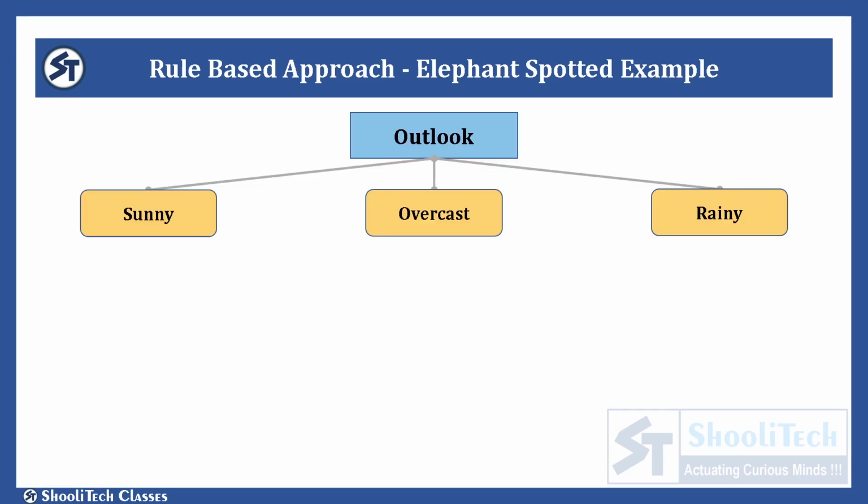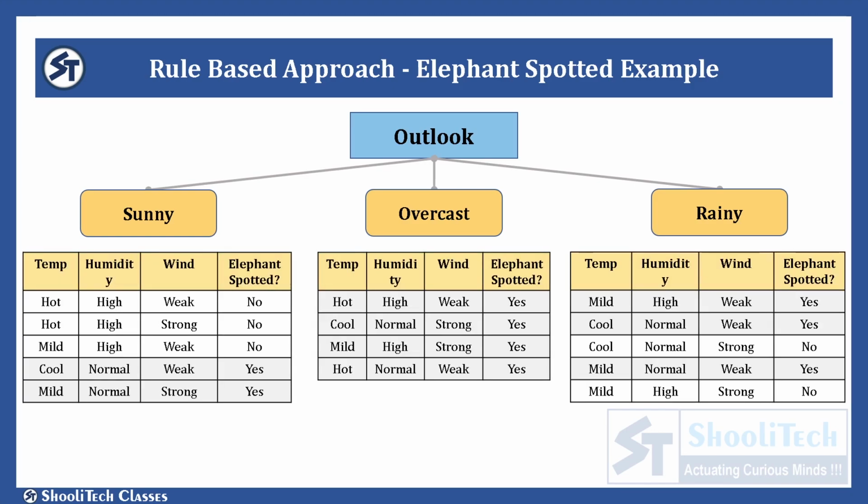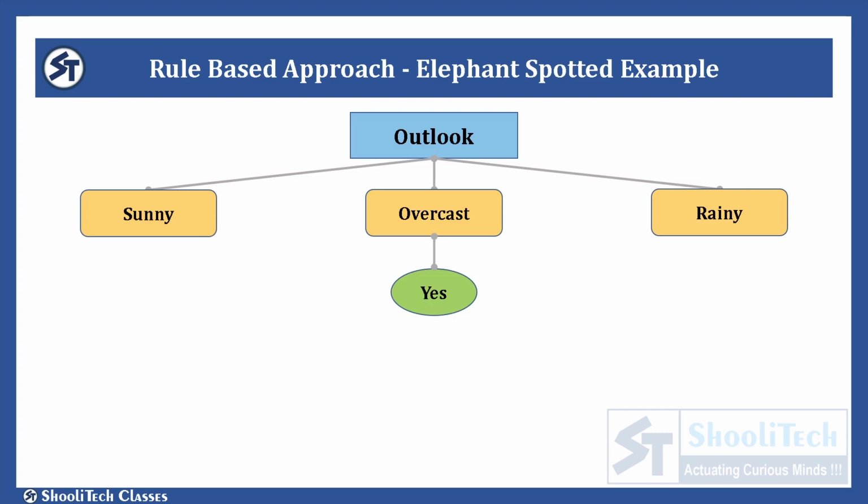First of all, we will try to find out the parameter on which the entire data can be analyzed. So here outlook will work as the root parameter, right? Now outlook can be sunny, overcast or rainy. Now let us see the values of other parameters in these three situations. By carefully observing this data, we will find that the value of elephant spot is always yes when outlook is overcast. Means the elephant is always spotted when the outlook is overcast, right?